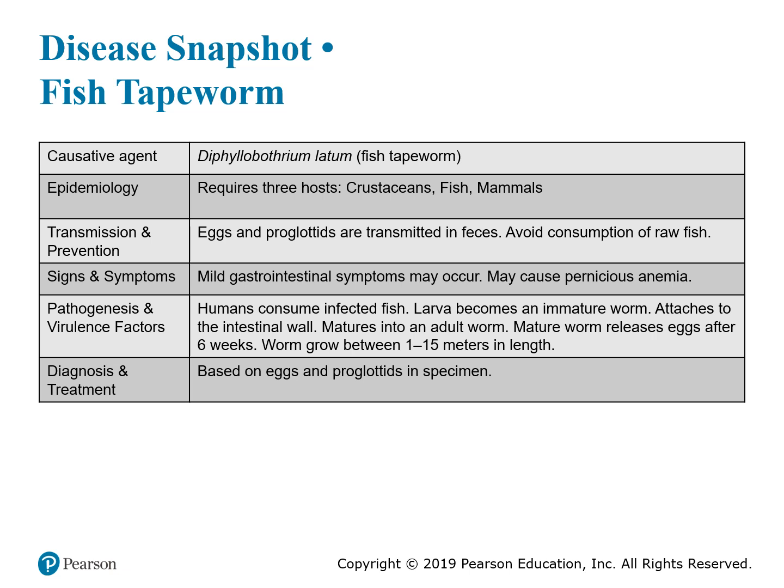Next is our fish tapeworm, which can be acquired through consumption of raw fish, predominantly, and it can cause gastroenteritis type symptoms. Some cases can actually progress to the point of causing pernicious anemia. Humans will consume the infected fish, which will start to mature and attach to the intestinal wall, and then mature to an adult and start releasing eggs, and it'll just continue to grow within that patient. And so for diagnosis, again, you're looking for the eggs or part of the actual tapeworm itself.